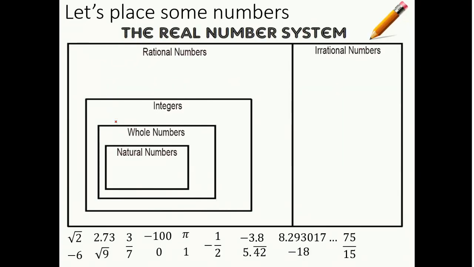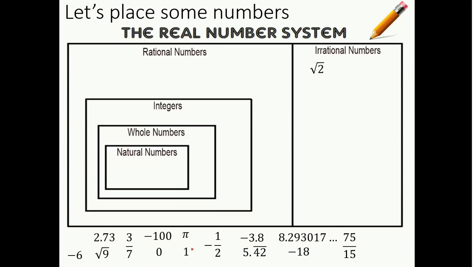So, let's place some numbers here. I have a whole bunch of numbers down at the bottom there. I need to place them into their correct and most specific family order. So, I have the square root of 2 right there. Where do you think he's going to go? He's going to go to the irrational numbers, right?